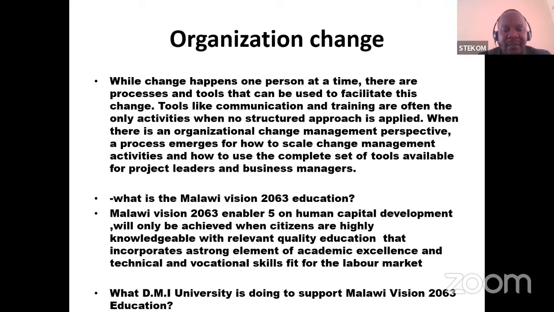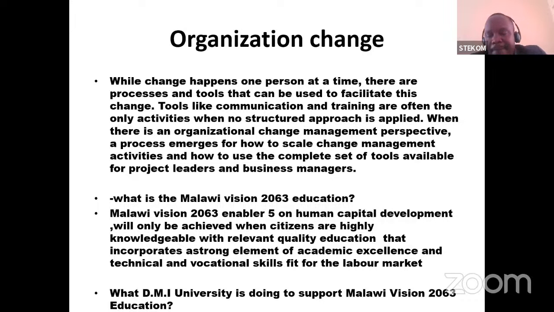Now, I just fused in some of the things on what Malawi Vision 2063 is looking at, in the sense of investors and the private sector. So I'll read what I quote from Vision 2063 Malawi. They say Malawi Vision 2063 is to enable human capacity development that will make its citizens highly knowledgeable, through relevant quality education, incorporating strong elements of academic excellence, technical vocational skills fit for the labor market.